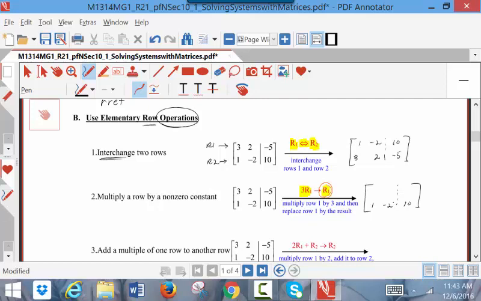Now, if I take 3 times row 1, 3 times 3 is 9, 3 times 2 is 6, and 3 times negative 5 is negative 15.